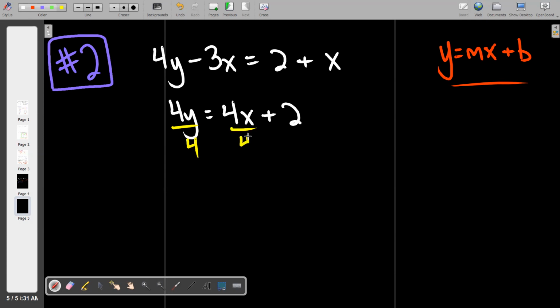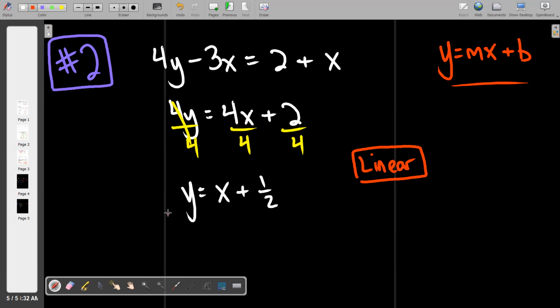I'm on a mission for like the 700th time this year to get y by itself. We do this a lot in math, get y by itself. So we get y equals 1x plus 1 over 2. There it is, y equals mx plus b. Bingo, bango, indeed. Okay, so that one I would say is linear. And honestly, as far as explanation goes, again, as I said yesterday, my explanation can be this. Look, I got y equals mx plus b. Let's do another one.